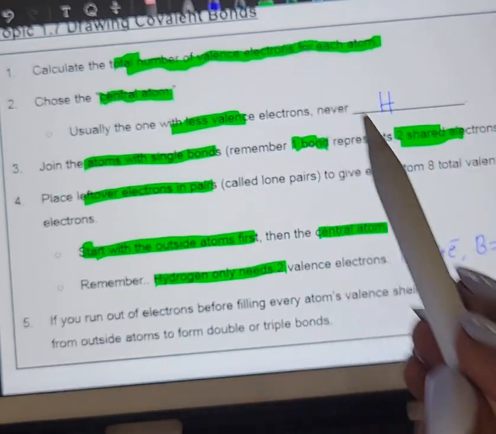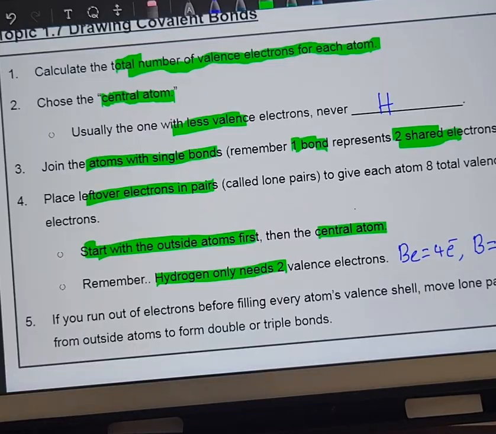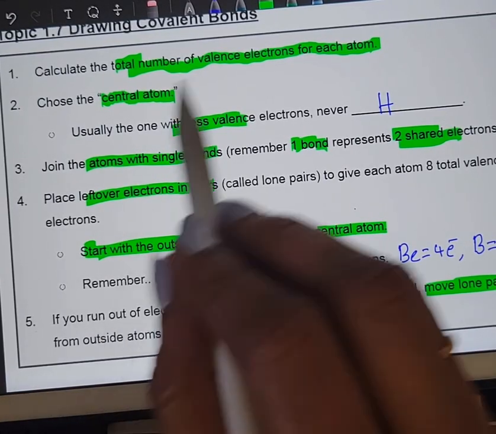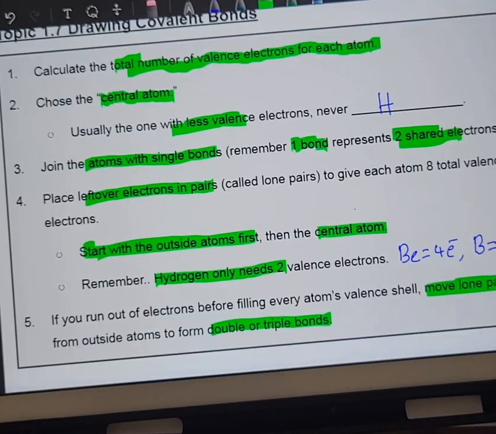And after you do this, if you don't have enough electrons, then you have to move a pair of electrons to make a double or triple bond. Don't worry about the rules. I'm going to show you how to do it.